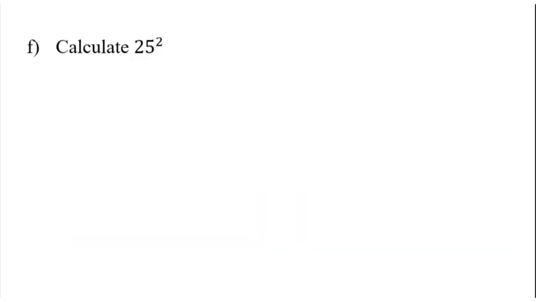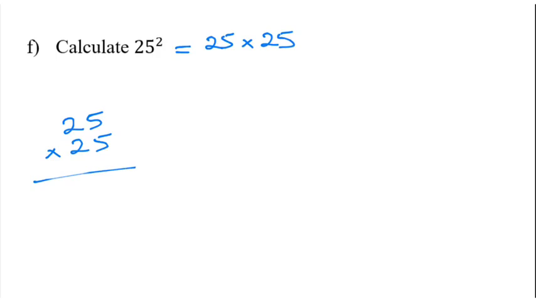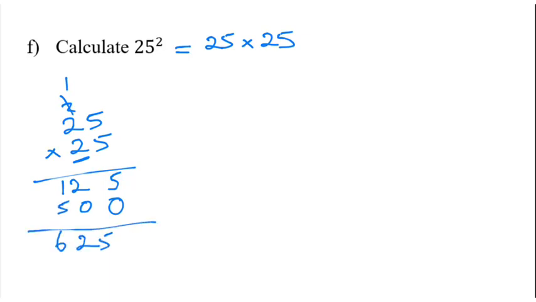Calculate 25 squared. That's when we need to know that 25 squared means 25 times 25. So if we do our long multiplication, if you're not sure, 5 times 5 is 25, 5 times 2 is 10, plus 2 is 12. Now I want to multiply by the 2, so I'm going to put a 0 because it's in the tens column. 2 times 5 is 10, 2 times 2 is 4, plus 1 is 5. So that's going to give me 625.